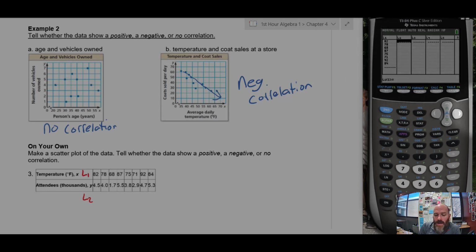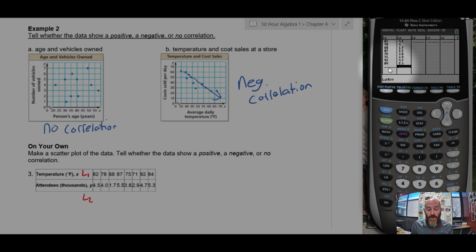I'm going to hit to the right and now type in my Y value. So 4.5, 4.0, 1.7, 5.5, 3.8, 2.9, 4.7, 5.3. All right, make sure that these line up together, because if you have one extra data point in one set than the other, you're going to have a big issue. All right, so these are together.